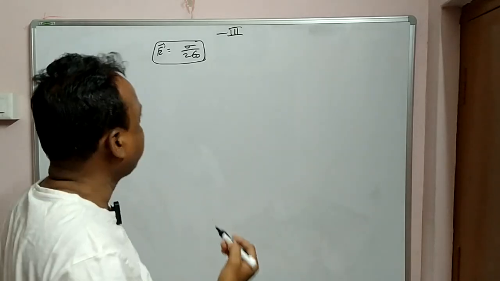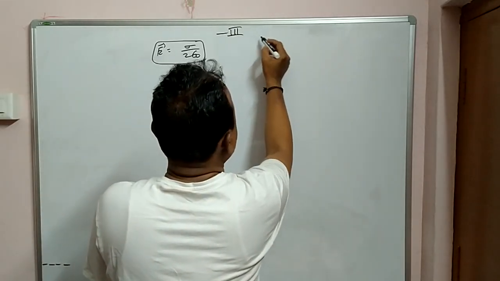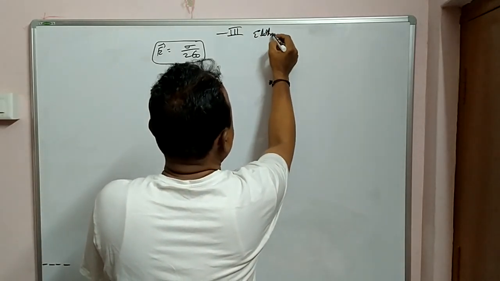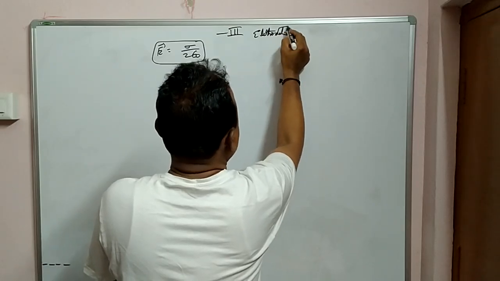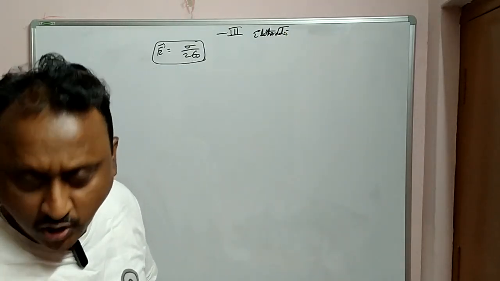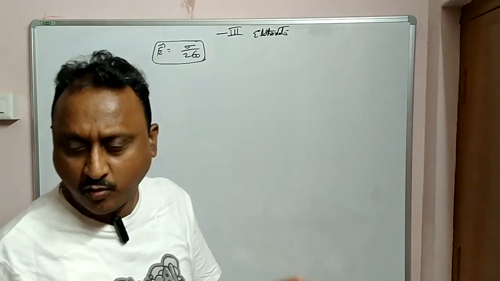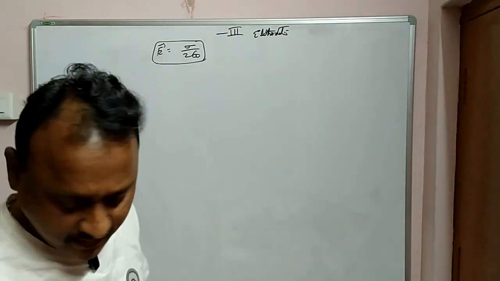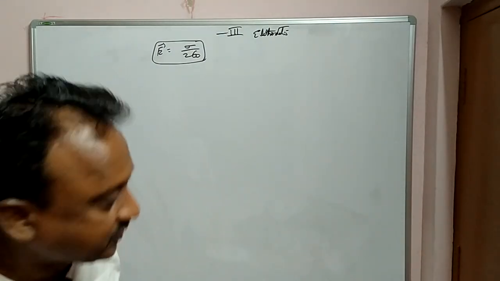Now in part 3, as I told you, this is also a very big chapter. In part 3 of electrostatics, we will be dealing with the Gaussian surface of a solid sphere, outside and inside. This is the next item today.